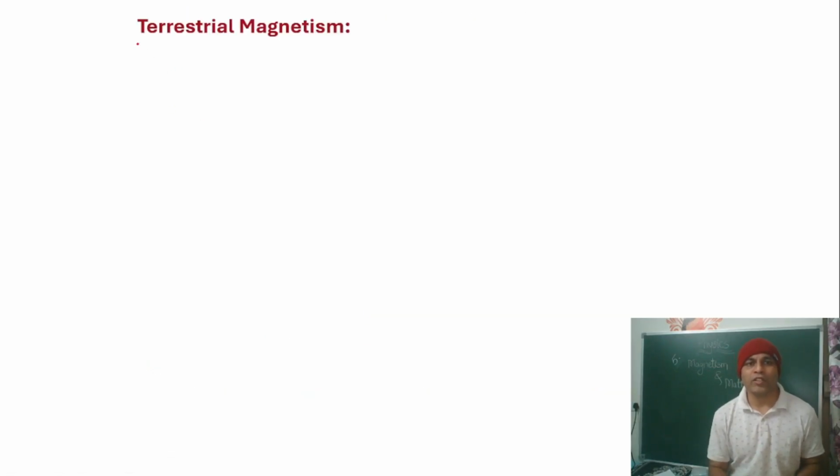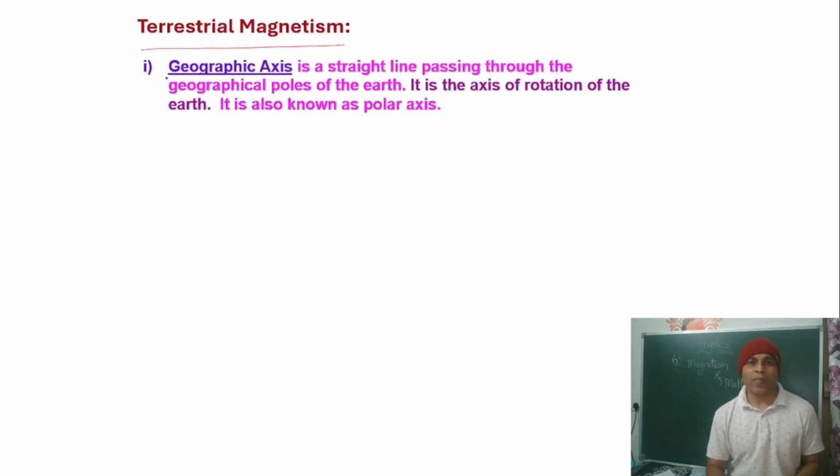Then now we are discussing terrestrial magnetism. What is terrestrial magnetism? First, the geographic axis is a straight line passing through the geographic poles of the Earth. It is the axis of rotation of the Earth. It is also known as the polar axis.